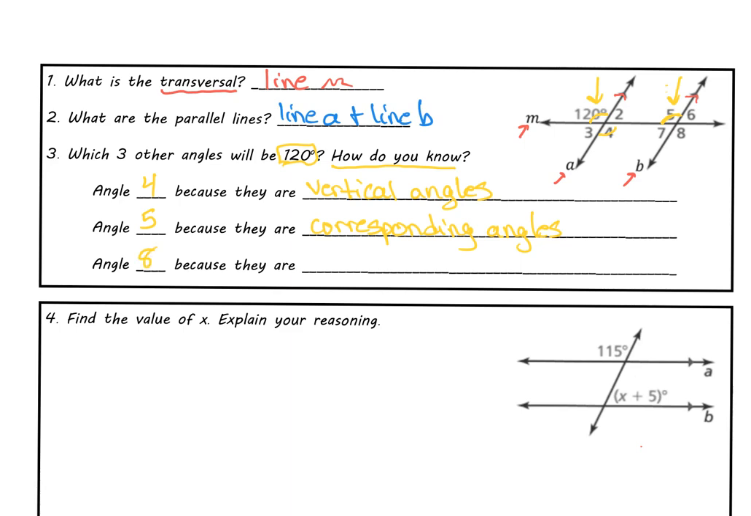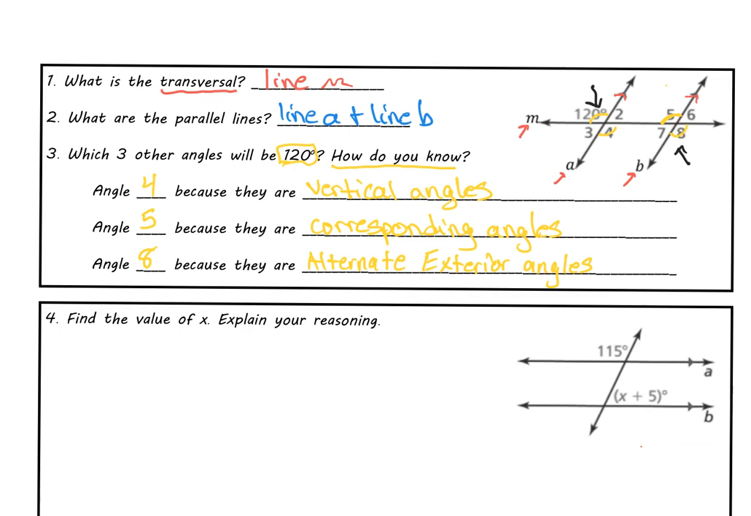And angle 8, because they are alternate exterior angles. Real quick as to why. Again, let's go ahead and erase these arrows. So we're referring to this 120-degree angle and angle 8, right? Angle 8 right here. We know that these angles are also congruent, and the reason why is they're alternate exterior.